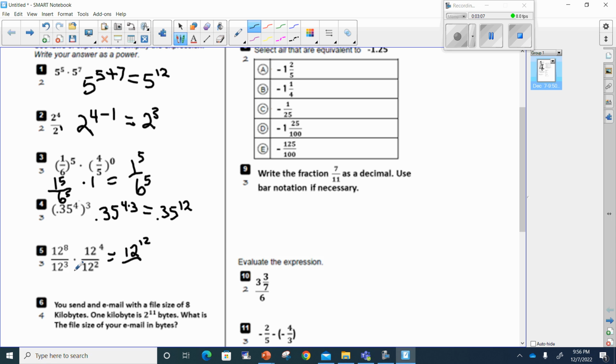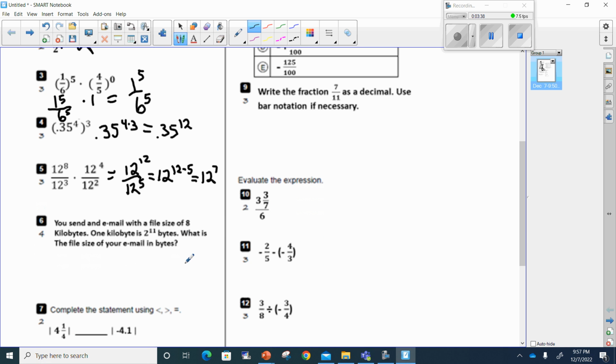And then 12 to the 3rd power times 12 to the 2nd power, that's going to be 12 to the 5th power. Now we have a division problem, which means we can subtract. This is going to be 12 to the 12 minus 5. Well, 12 minus 5 is 7. So this would be 12 to the 7th power.